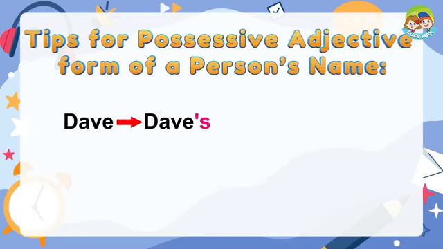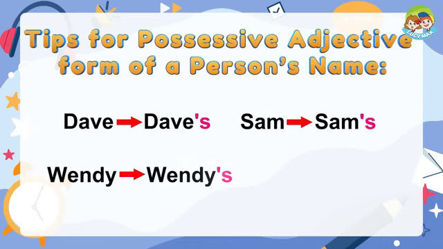Dave becomes Dave's. Dave, apostrophe S. Sam becomes Sam's. Sam, apostrophe S. Wendy becomes Wendy's. Alex becomes Alex's.